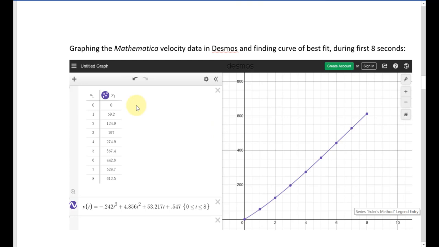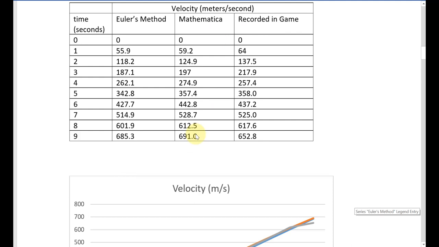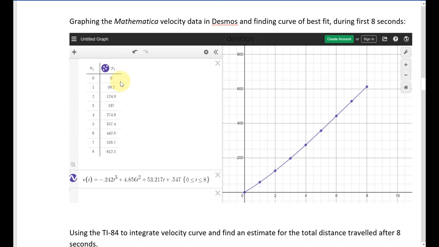This is the output from Mathematica. These are the velocities over the first 8 seconds. I just used the first 8 seconds here, where Mathematica was predicting about 612.5 meters per second for the velocity at some point during second number 8. So, yep, that's the data from Mathematica. So I got a curve of best fit, a cubic curve, that fit really well on the interval from 0 to 8 seconds.